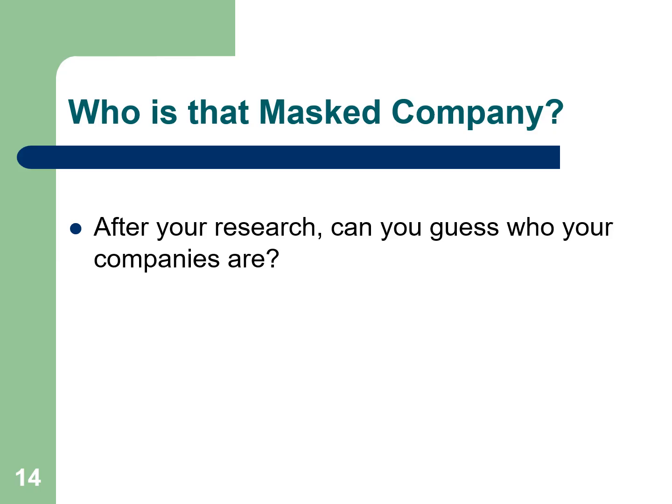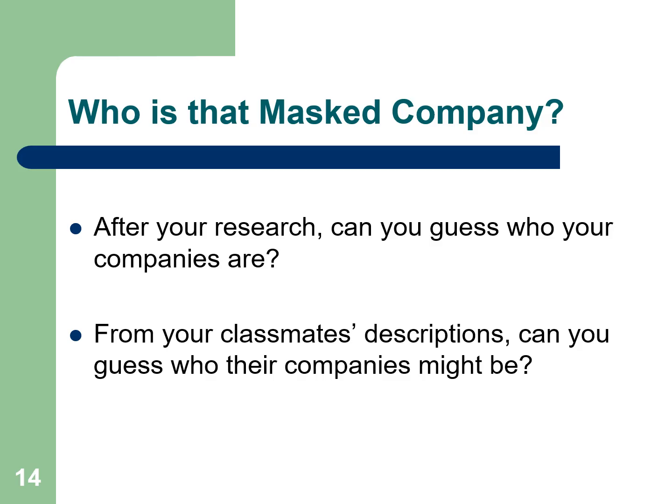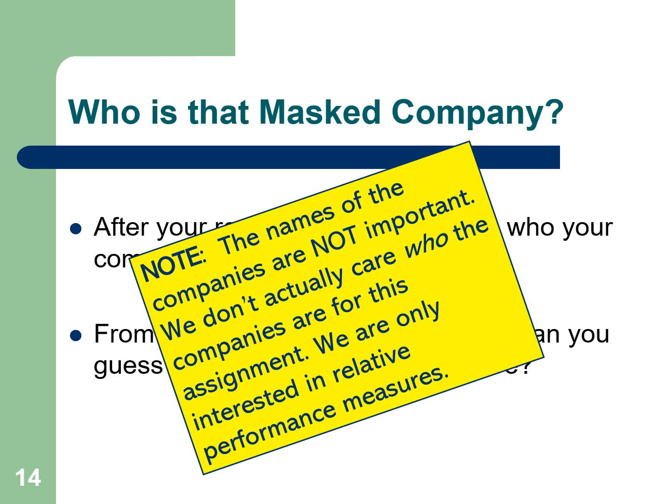After concluding your research, feel free to guess who the actual company names are. Also, from your classmates' descriptions, can you guess who their companies might be? Keep in mind, the names of the companies are not important. We are more concerned about the financial data, the ratios, and how to interpret them, right? We don't care who the companies are for this assignment. In fact, you don't even need to know who they are. The data is from actual companies, but again, we're not here to research what's currently going on with an actual company. We're only interested in the relative performance measures based upon the data provided.